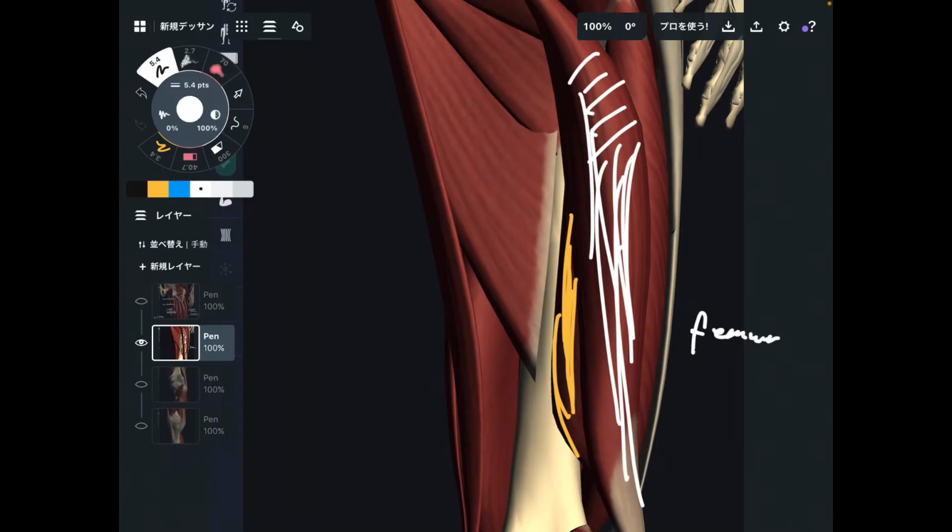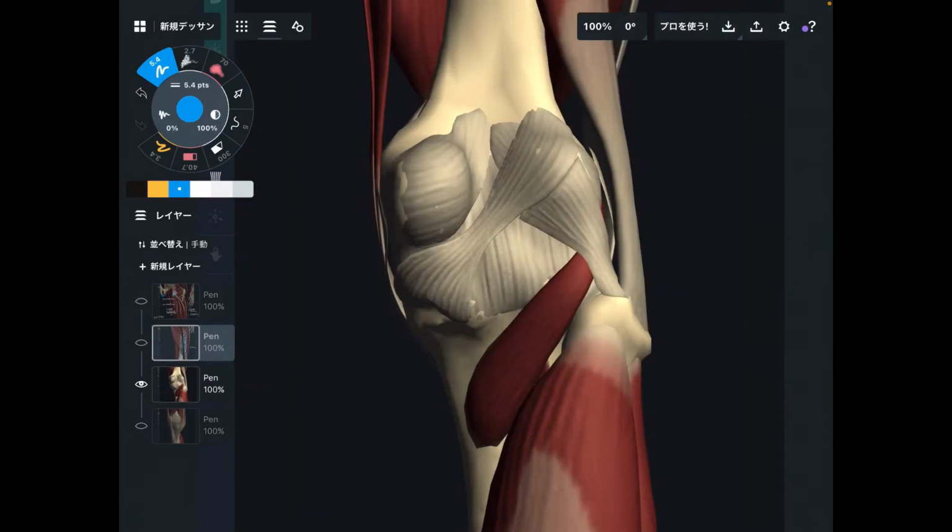On the other hand, the short head attaches to the femur. That means this fiber does not cross the hip joint. So it doesn't have anything to do with hip movement. Thus, the long head is more important for hip movement. Before I jump into the function of hamstrings, let me explain insertion first.